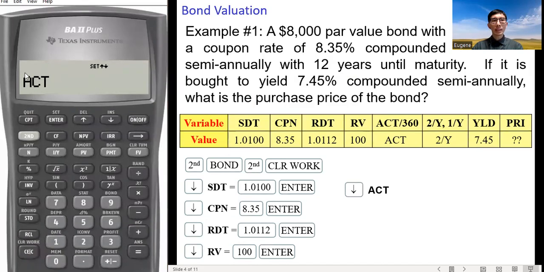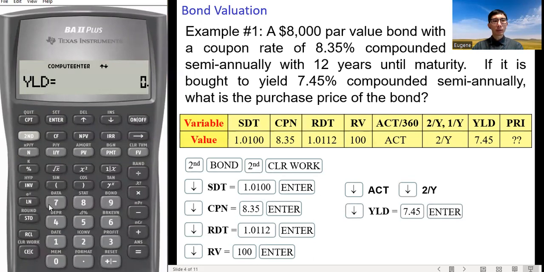It is already ACT. We don't need to change anything. And then the coupon per year, 2Y. Again, in the calculator, already 2Y. We don't need to change anything as well. And then key in YLD. YLD is 7.45. So key in 7.45 and then press enter.